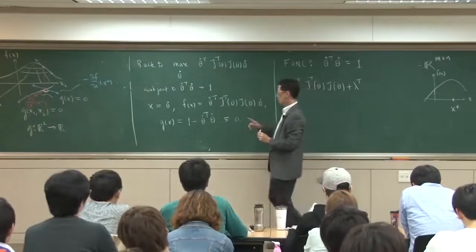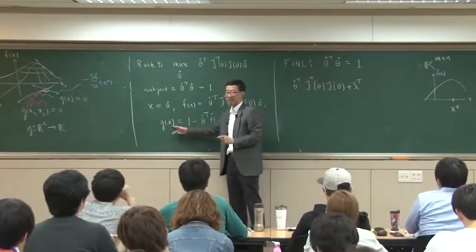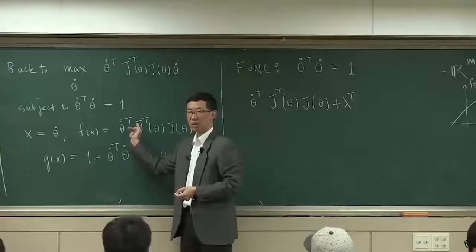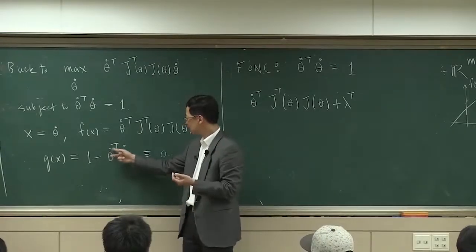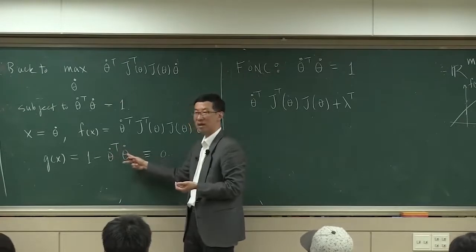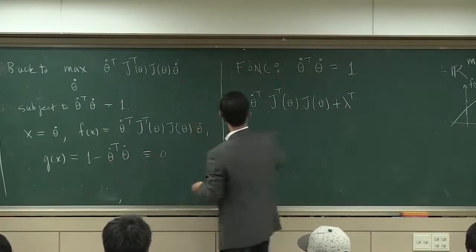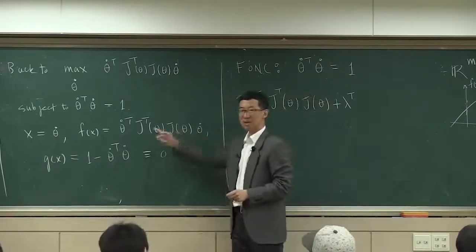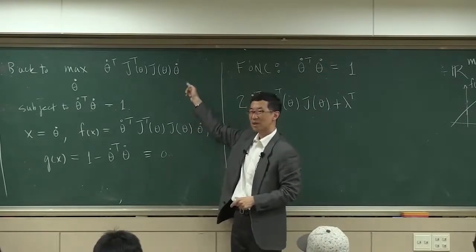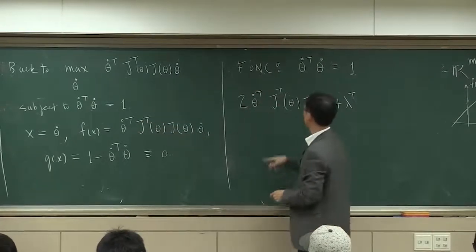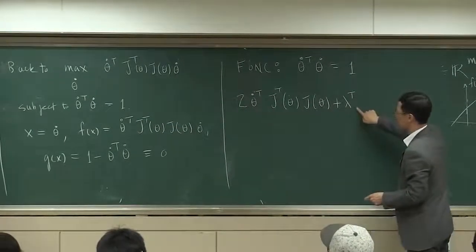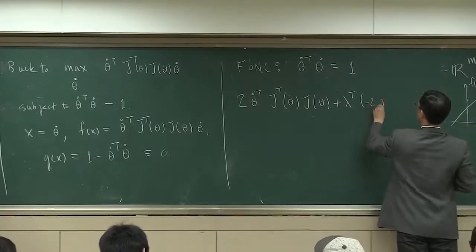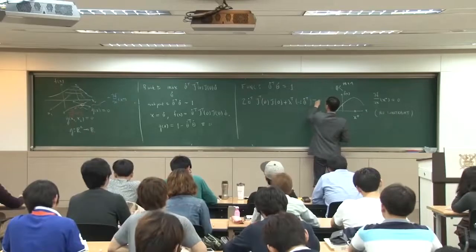Plus lambda transpose. Now I take dg dx, so take the derivative of this with respect to theta dot. Again, this is like a theta dot squared, so there should be a 2 down here, because theta dot squared, the 2 comes down. Plus lambda transpose times the derivative of that, which is like minus 2 theta dot transpose. This equals 0.